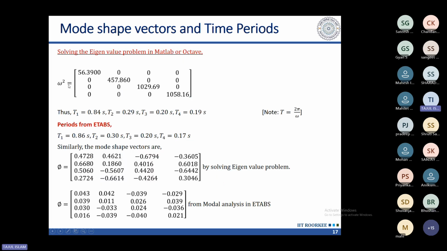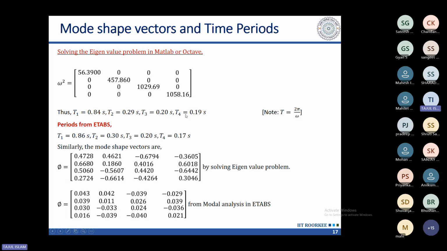Okay. So you get the frequency matrix, then convert this frequency matrix into time period using the formula omega is equal to 2 pi by T. In this way, you get your time period. I have a total of 4 degrees of freedom, so I'll have 4 time periods. From this, if you convert to time period, you get this. From this, you get this. From this, you get this. And from this, you get this.